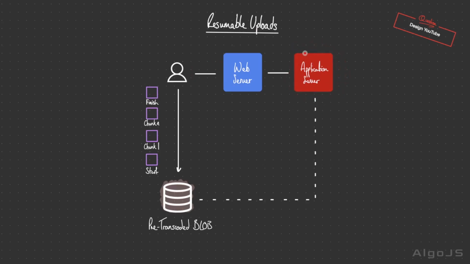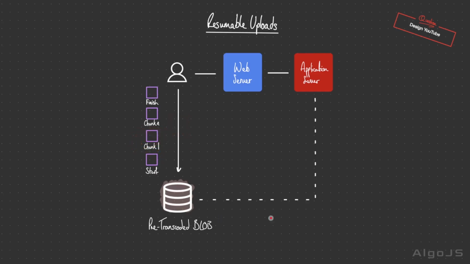The server responds with, say, a unique identifier and gives the user permission to upload directly to the pre-transcoded blob store. The video file is then divided into chunks. So say it's divided into this many chunks, and then the client uploads each chunk independently to the blob store. Now the application server will keep tabs on the pre-transcoded blob, so the server knows exactly which chunks this pre-transcoded blob has received.